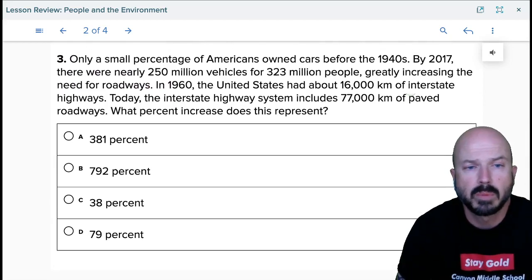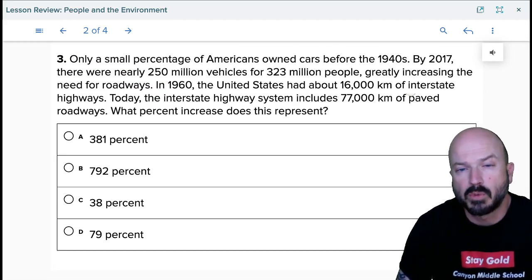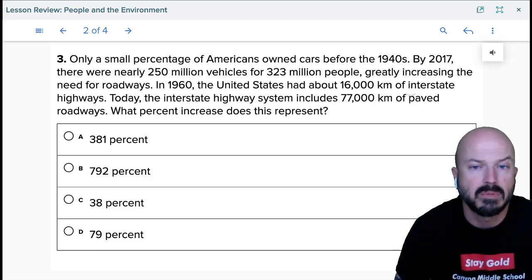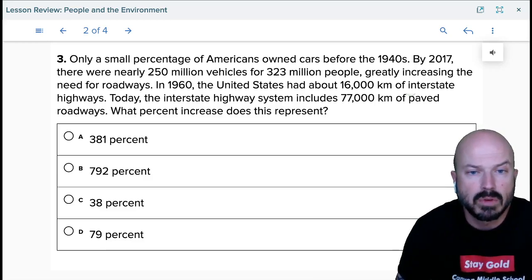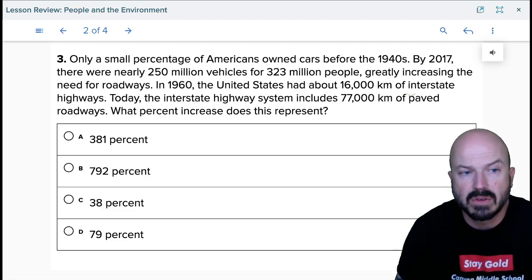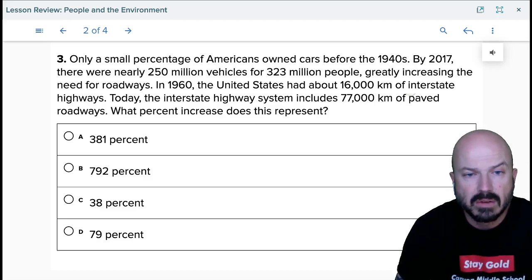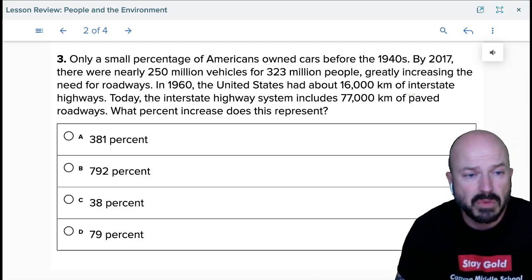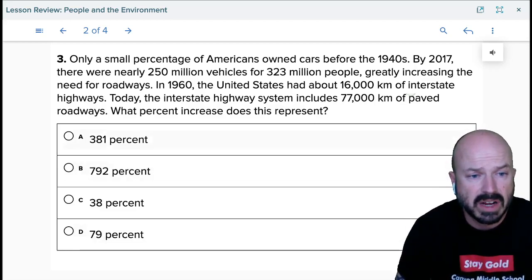Number three, only a small percentage of Americans owned cars before the 1940s. By 2017, there were nearly 250 million vehicles for 323 million people, greatly increasing the need for roadways. In 1960, the United States had about 16,000 kilometers of interstate highways. Today, we have about 77,000 kilometers of paved roadways. What percentage increase does this represent? 381%, 792%, 38%, or 79%?